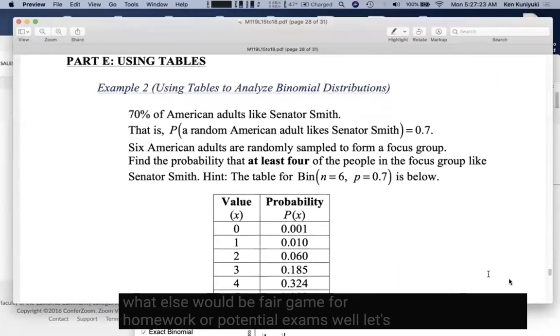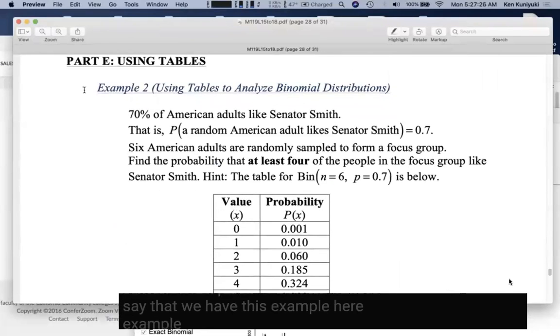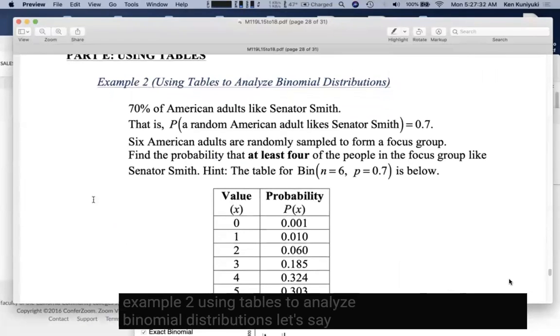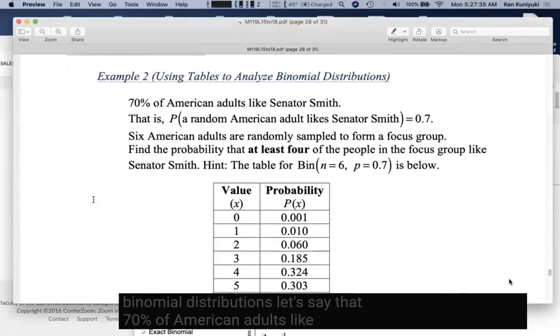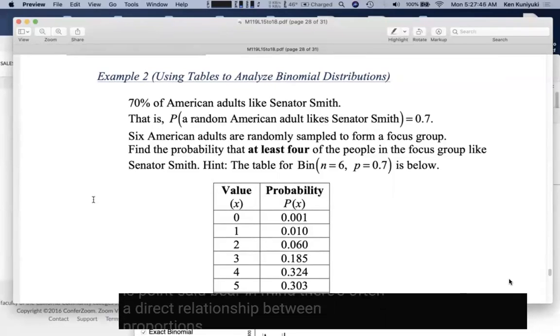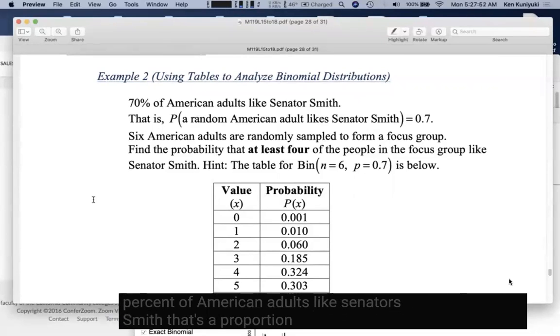What else would be fair game for homework or potential exams? Well, let's say that we have this example here. Example 2, using tables to analyze binomial distributions. Let's say that 70% of American adults like Senator Smith. That is, the probability that a random American adult likes Senator Smith is 0.7. Bear in mind, there's often a direct relationship between proportions and probabilities. 70% of American adults like Senator Smith, that's a proportion, readily translated as a probability: 70% or 0.7.